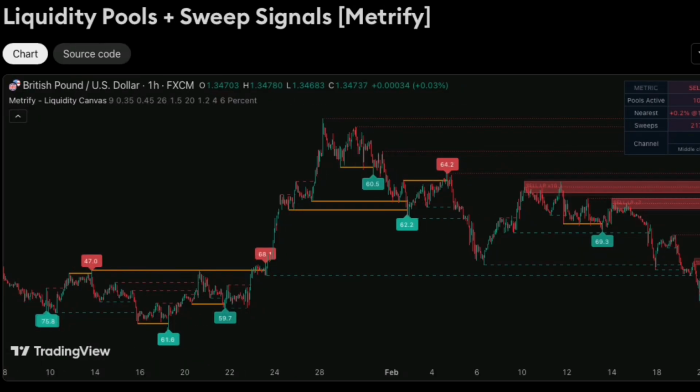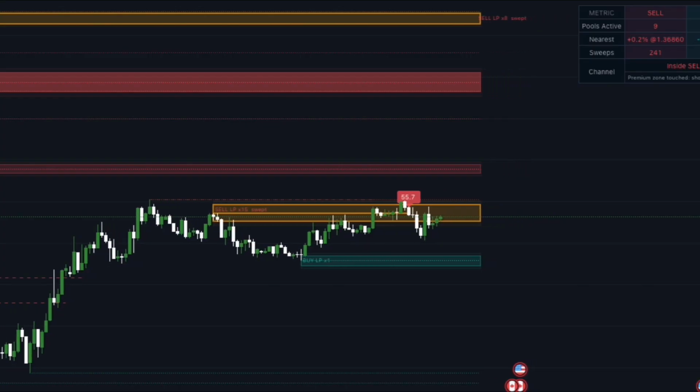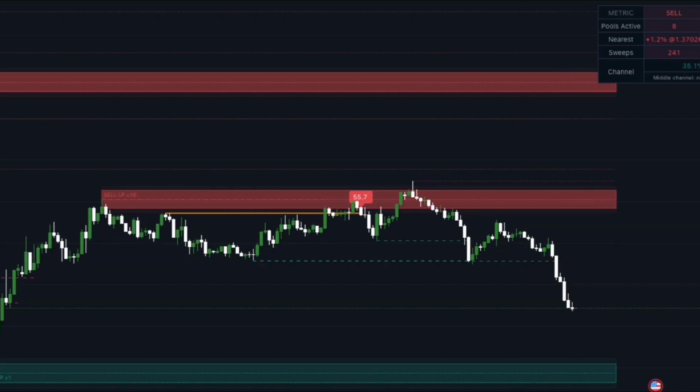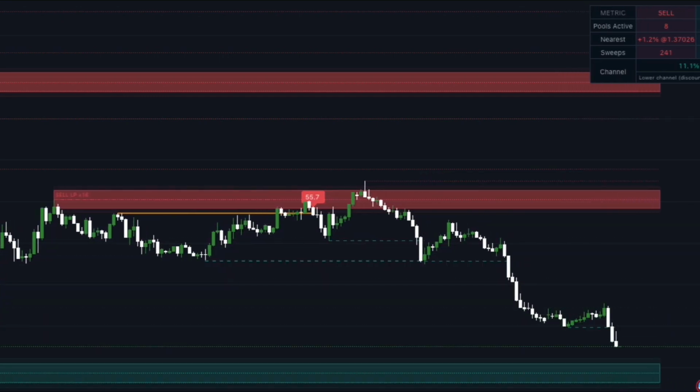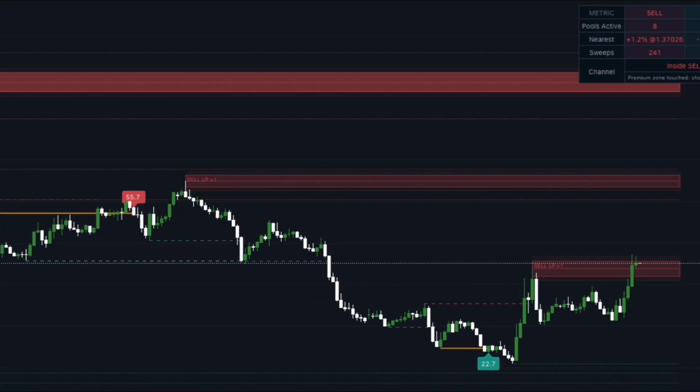Number 4, Liquidity Pools. Sweep signals by Metrify. Sweeps aren't rare, they're predictable. This tool automatically flags liquidity pool hunts. Those moments when smart money sweeps stops before reversing. Best use case is to treat sweep signals as a prelude to real moves. When you see a clean sweep away from a pool followed by rejection, that's often where the real leg begins.